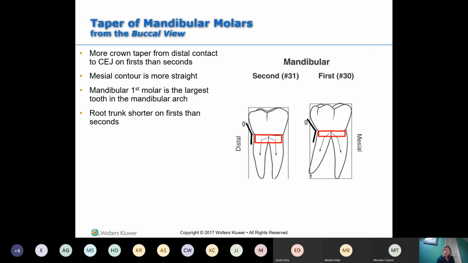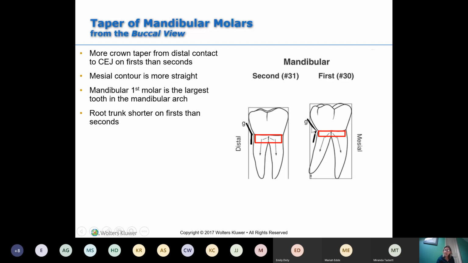We're going to have a much deeper slope. We're going to have to angle our instrument in there a little bit better to get all the way to the CEJ on this tooth versus this tooth. Does everybody see that bend? That's called the crown taper.